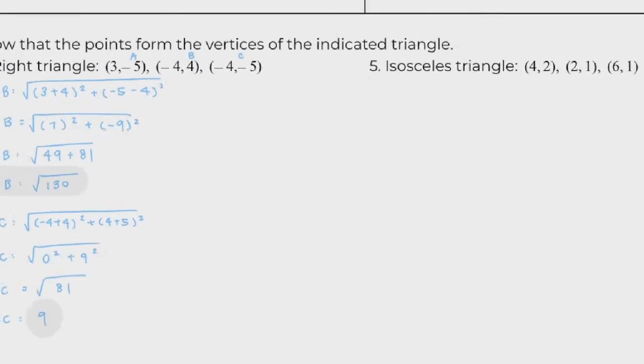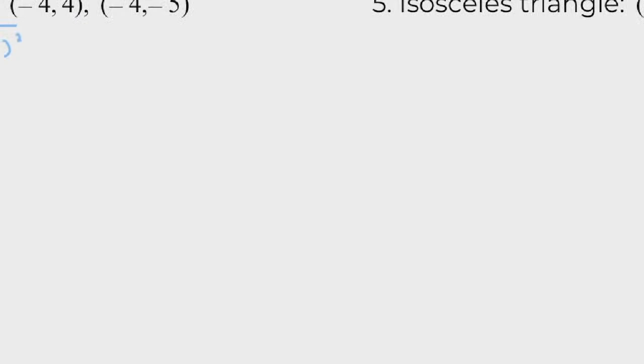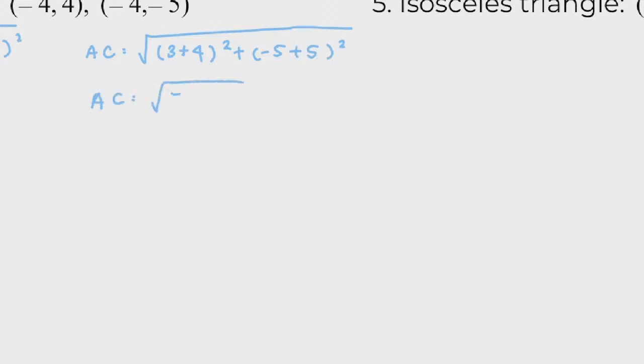And the last length we have to find is AC. So this is going to be the square root of 3 plus 4 squared plus negative 5 plus 5 squared. So that'll simplify to 7 squared plus 0 squared, which is 7 squared, or 49, and this will equal 7.